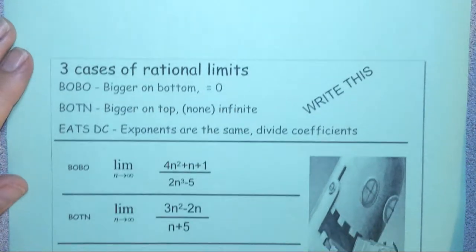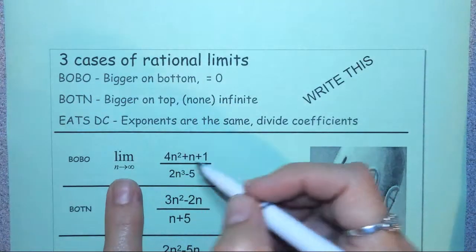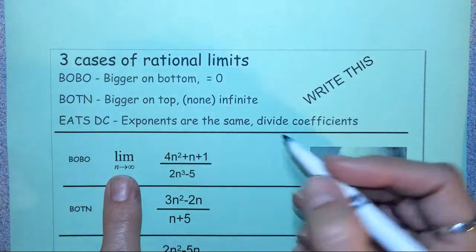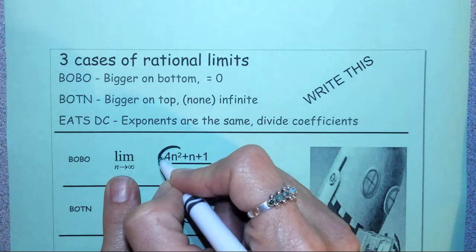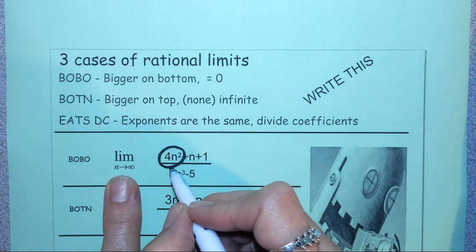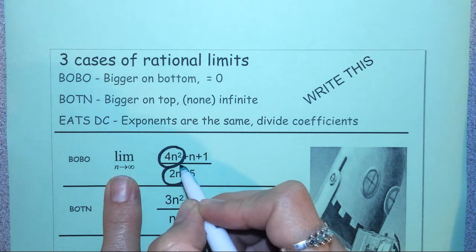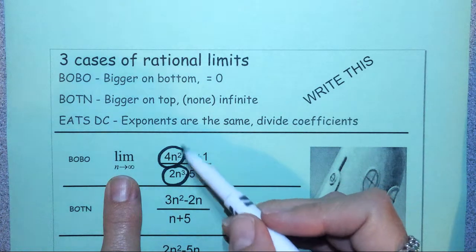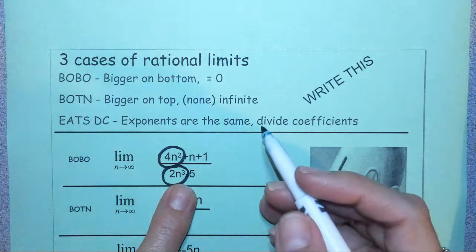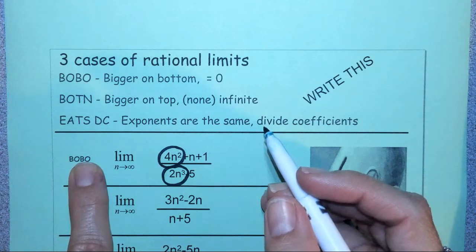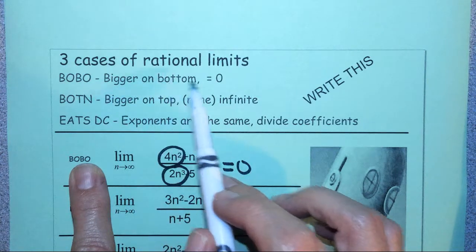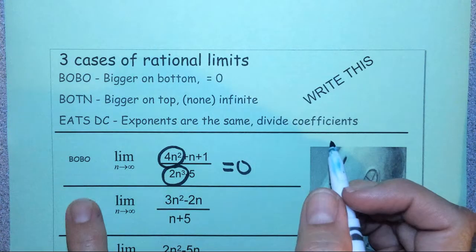And then we did 3 quick examples. So this is a rational function. We have a fraction. I've got n's on top and I've got n's on bottom. I'm going to circle the biggest exponent term on the top and the biggest exponent term on the bottom. And then I'm going to ask myself, what's bigger, 2 or 3? 3 is bigger. So bigger on bottom equals 0.